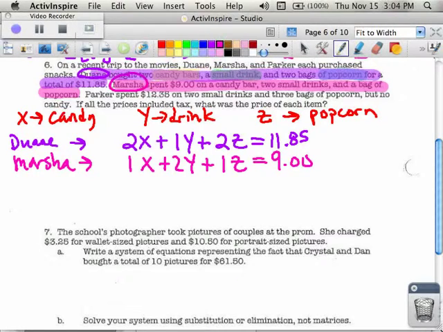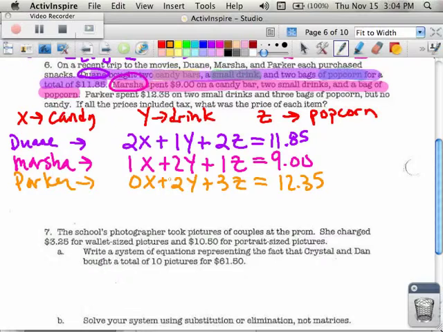And now I'm going to talk about the last person in our group. And the last person in our group is Parker. So Parker, when I talk about Parker, he spent $12.35. And he had 2 small drinks and 3 bags of popcorn. But notice how he didn't buy any candy, so that's 0 candy. And that was Parker.